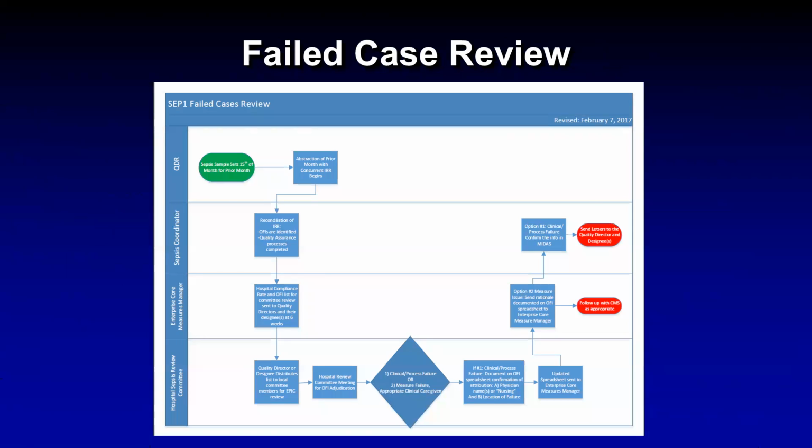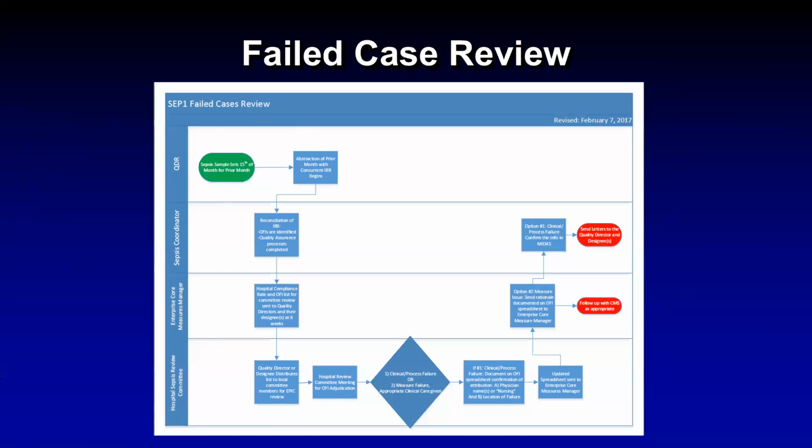Okay. Looking at our failed case process, this is just a quick flow diagram of the process that we use to get the cases prepared for the failed case review committee. We do concurrent IRR along with the abstraction. Essentially, there's 2 separate focus studies completed for each case to prevent any bias or influence on the second abstract, to make sure that we have a true distinct IRR focus study.